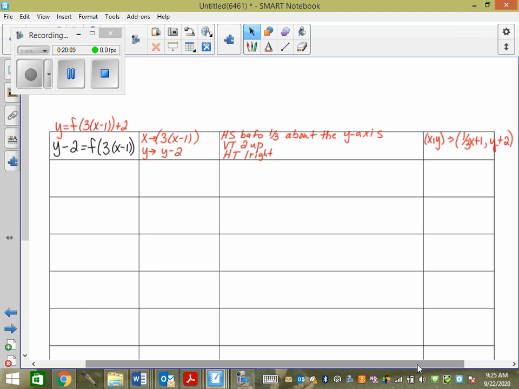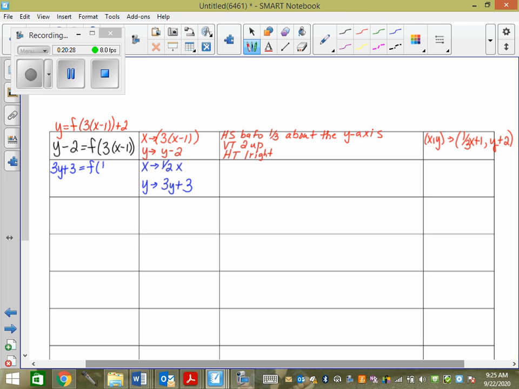Then I give you replacement notation on the next one. X becomes 1/2 x. Y becomes 3y plus 3. So when we go to our equation, we're going to get 3y plus 3 equals f of 1/2 x. You can subtract my 3 over first. So this is the difference.